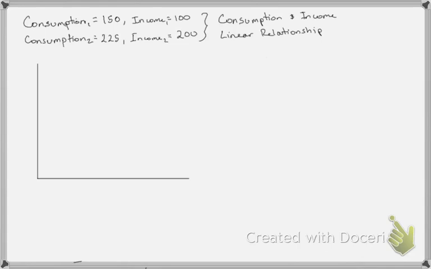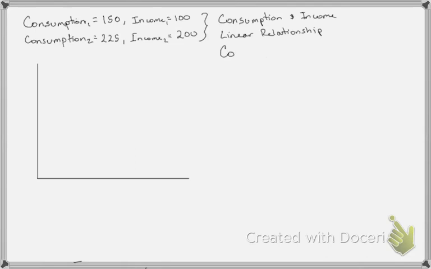Now, before we get into solving for this linear relationship and graphing it, it's important to know which variable is our dependent variable and which variable is our independent variable. So if you think about consumption and income, income is going to change our consumption. It's not that our consumption changes, then we raise our income. It's that we get more income, and that's going to alter how much we consume.